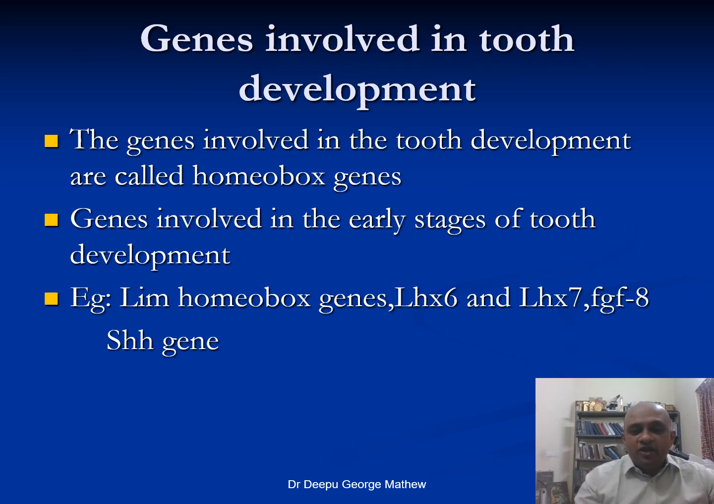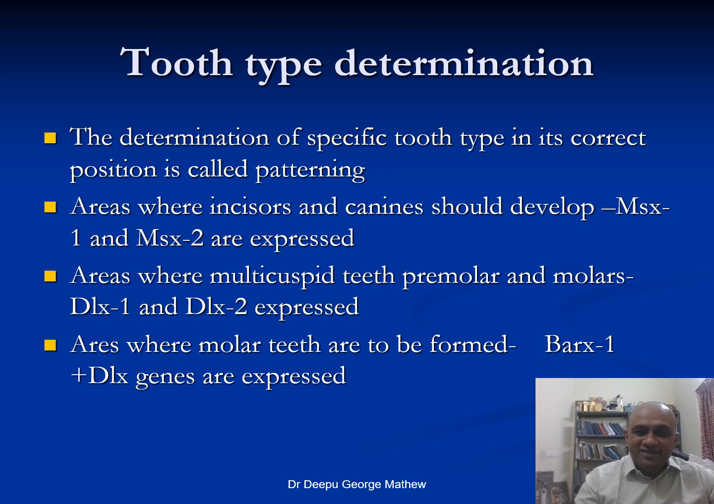You can also mention a few lines about the genes which are involved in tooth development. For example, genes involved in tooth development are known as homeobox genes. The examples are limb homeobox genes, LHX6, LHX4, FGF8, SHH gene. Just have to remember and add these few lines, and it's going to give you more marks. It's just a trick for getting more marks.